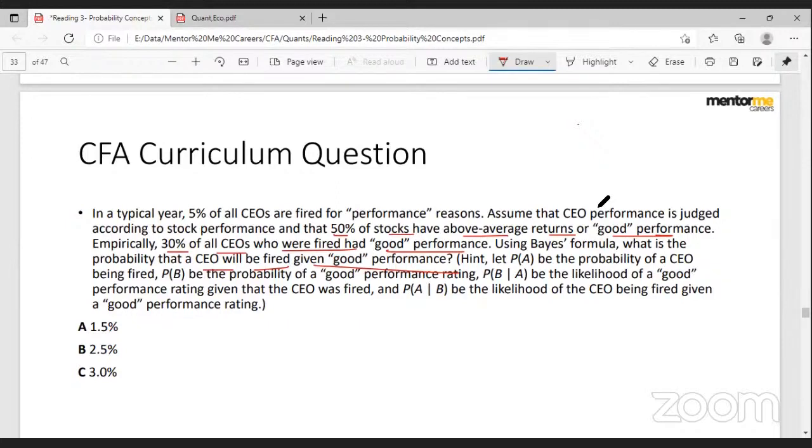ना पड़ेगा मैम. देखो एक तो हमें क्या चाहिए, हमें बेसिकली चाहिए द प्रोबेबिलिटी ऑफ गुड परफॉर्मेंस रेटिंग, बिकॉज द क्वेश्चन सेज व्हाट इज द प्रोबेबिलिटी ऑफ सीईओ बीइंग फायर्ड गिवन गुड परफॉर्मेंस. तो गिवन क्या है? गुड परफॉर्मेंस. तो व्हाट इज द अनकंडीशनल प्रोबेबिलिटी ऑफ गुड परफॉर्मेंस, एंड देन उसमें से व्हाट इज द प्रोबेबिलिटी of firing when good performance is there.